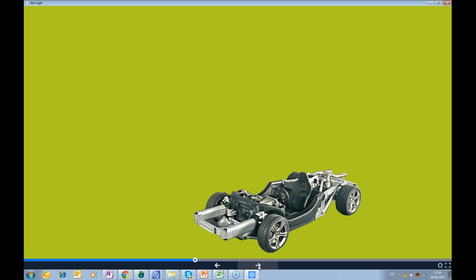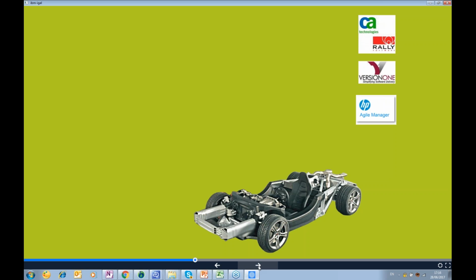You know, before you pick the car, you need to have a good chassis. When I say chassis, it means that we need to pick the tool to support us with this methodology. We decided that we cannot go and implement Agile and SAFe without also choosing the right tool. So we did some POCs with Rally, with VersionOne, with Agile Manager of HP. But in the end, as you can see, we picked IBM. And why did we pick IBM?